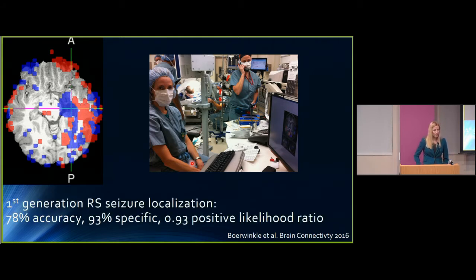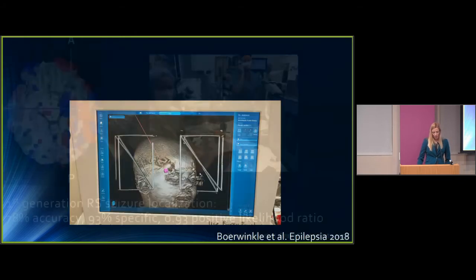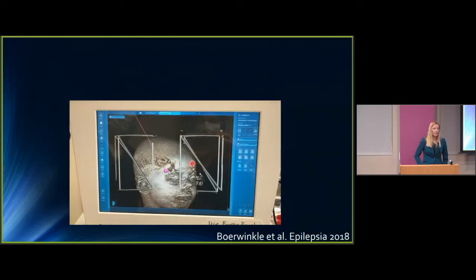And so what we found with this first generation of testing was that there was about a 78% accuracy and 93% specificity for this test in localizing seizures, regardless of what the other tests showed. And what you're looking at is just a demonstration that resting state can find seizure sources regardless of location, no matter how deep in the brain they are.